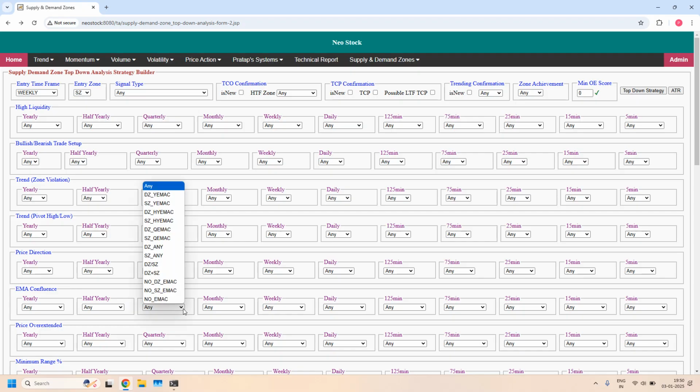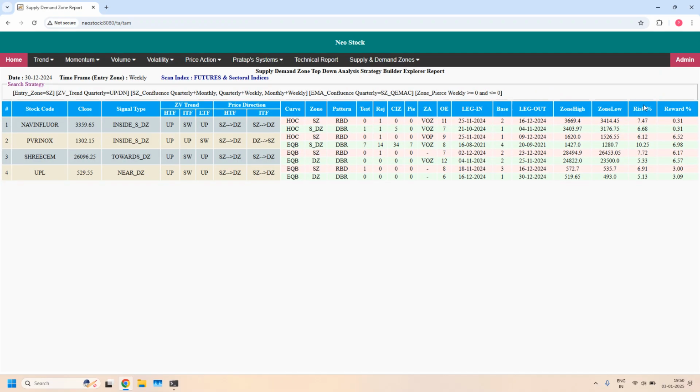So quarterly time frame, I am enabling the filter quarterly supply zone having quarterly EMA confluence. Because we set EMA confluence on quarterly, trend should not be sideways on quarterly. So I am enabling up or down. With these filters, we got 4 stocks. So these 4 are high probability setup supply zones. So this is about weekly time frame.